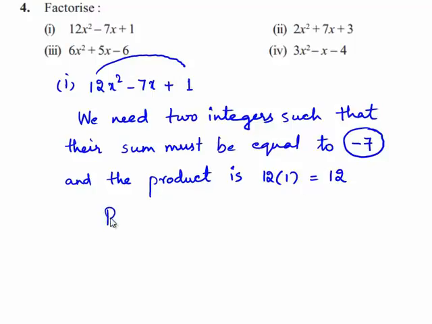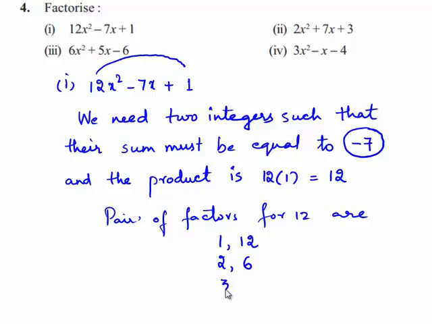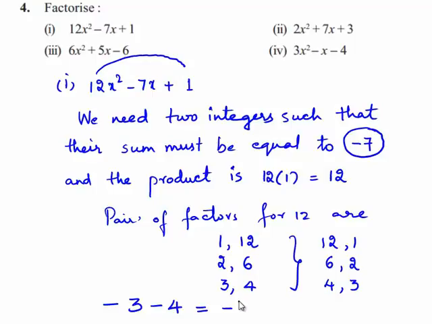So the pairs of factors for 12 are 1 and 12, 2 and 6, 3 and 4, and in a similar way we can write 12 and 1, 6 and 2, and 4 and 3. Now we need the sum to be equal to minus 7, which is the coefficient of x. So we can make use of 3 and 4 for getting the sum minus 7. That is, minus 3 and minus 4 is equal to minus 7.